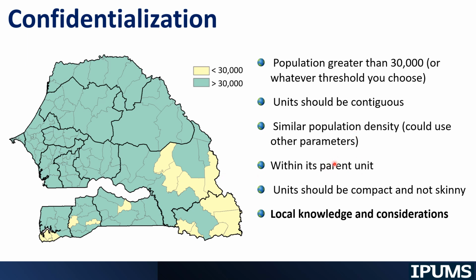It should be within the parent unit, like all confidentialization in this unit should be contained within the darker black line. Like you cannot combine this unit with this unit because they are from different parents. And the units should be compact, like a nice compact shape, and not skinny, not like a snake, like a long one. And the last point I highlighted is local knowledge and considerations.